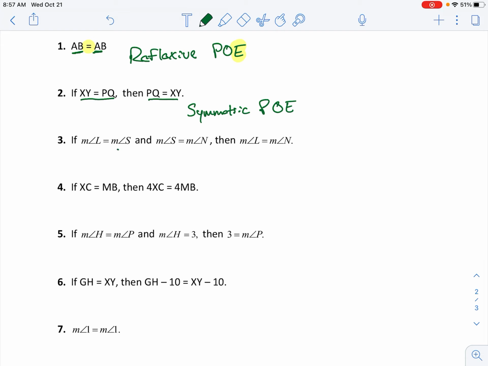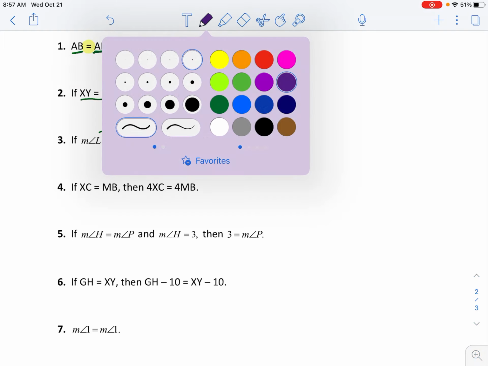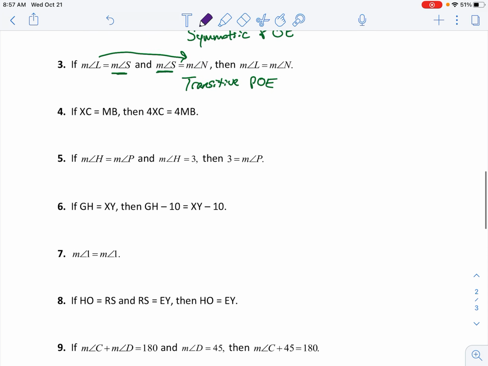Measure of angle L equals measure of angle S. Measure of angle S also equals measure of angle N, so then I'm concluding that L is equal to N. The measure of angle L is equal to the measure of angle N. This one is transitive. So here's just some more examples. Those first three were just examples of things we just learned. I'll actually change color to make sure you know which one I'm on now.